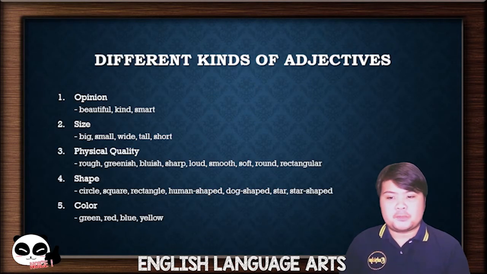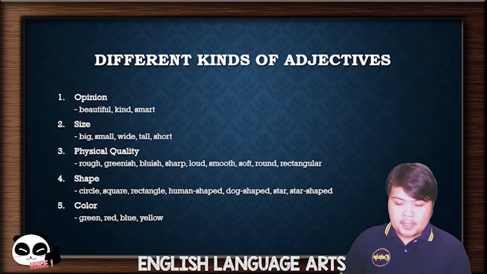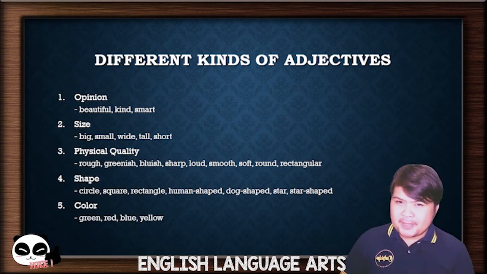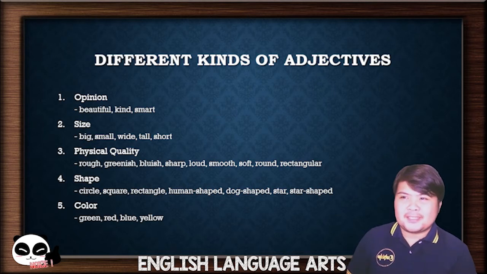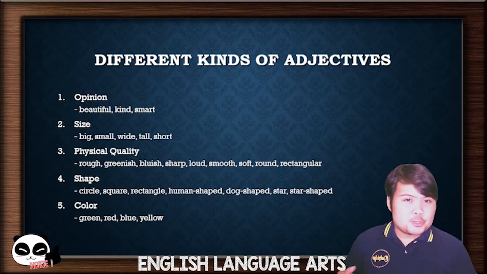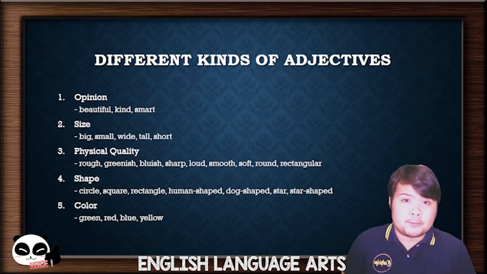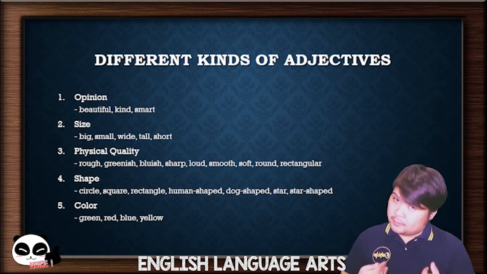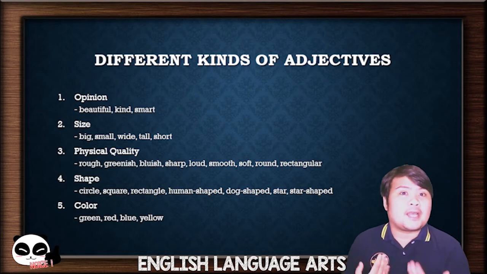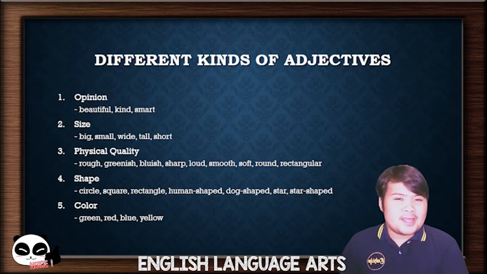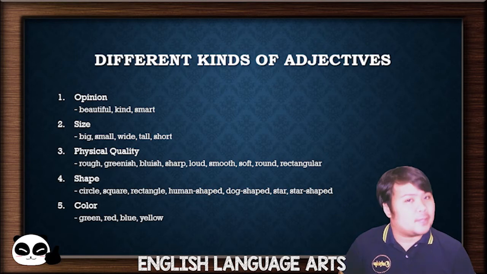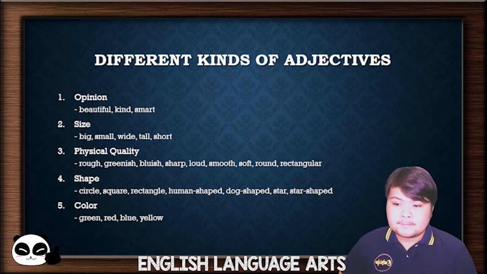Let's go to the very first one. Opinion. When you have a series of adjectives, you always start with the opinion adjectives. What are opinion adjectives? These are adjectives that are true for you, but not true for everyone else. Take, for example, beautiful. What is beautiful for me may not be beautiful for you. Who is kind for me is not kind for you, and so on and so forth. These are adjectives that are true for one, but not necessarily true for everyone else. Opinions.